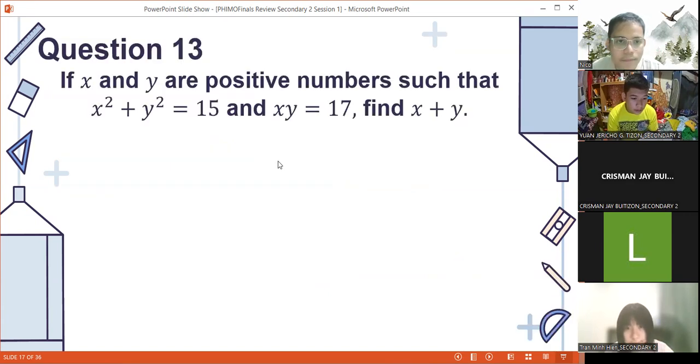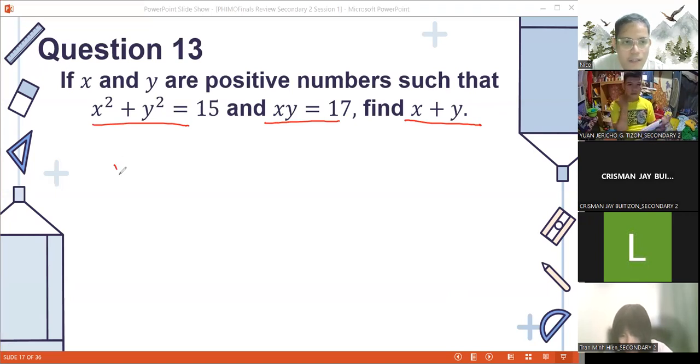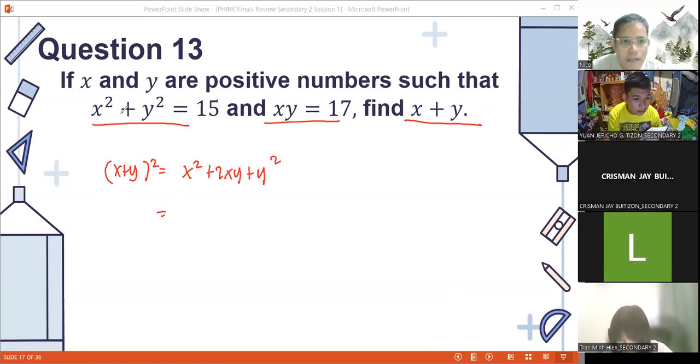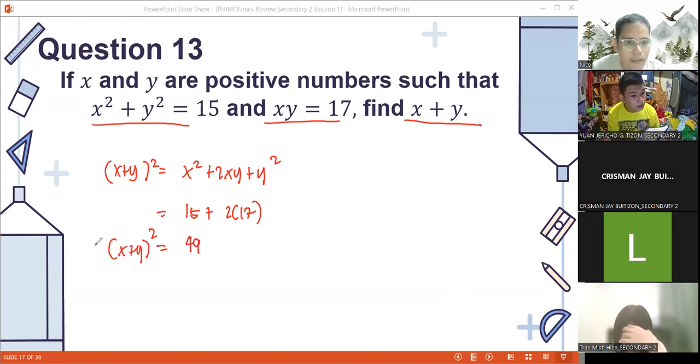Let's have number 13. Okay, number 13. If x and y are positive integers, find x plus y. So if you notice, you already have this, you already have this, you need to solve this, right? So x plus y, you square it, that is x squared plus 2xy plus y squared, right? x squared plus y squared is 15, 2xy is 2 times 17. So this one here is equal to 15 plus 34, that's 49, and that is x plus y squared. So, get the square root, the x plus y value is equal to 7.